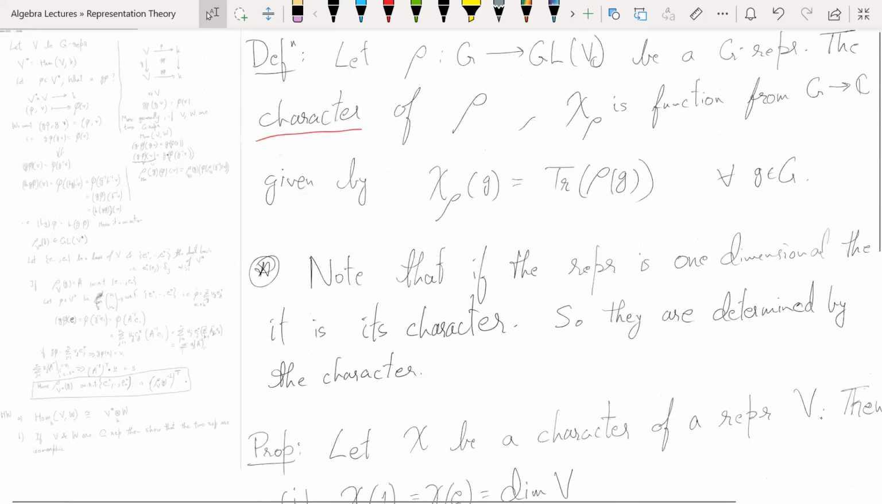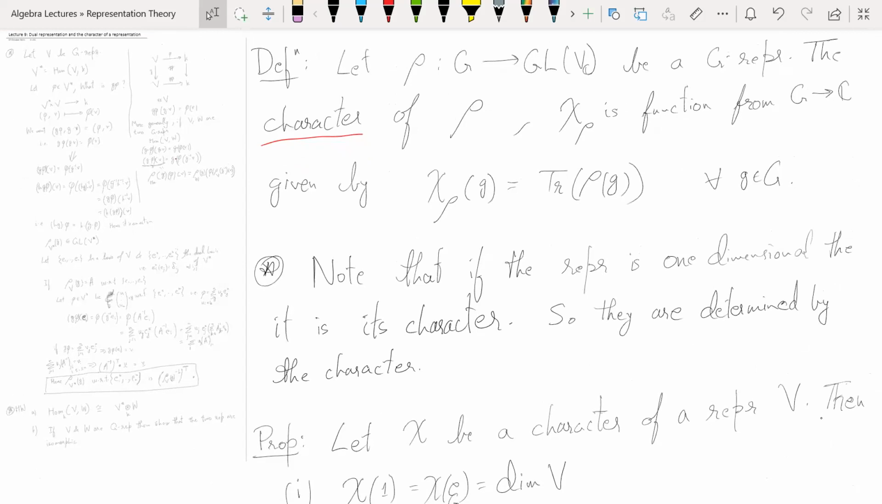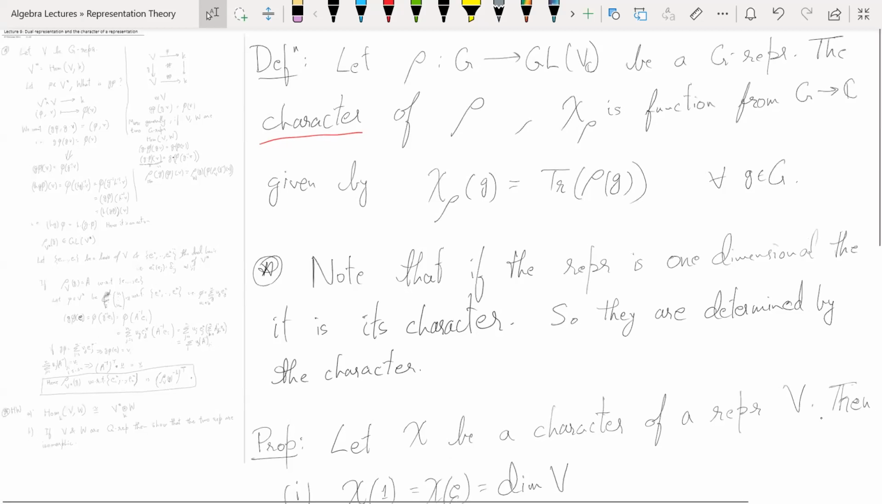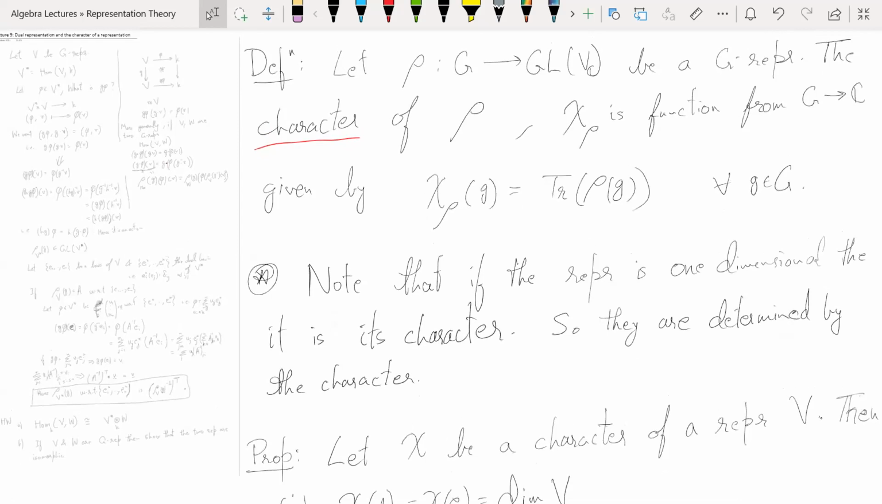Okay. So is this visible? Maybe I can make it slightly bigger. Yeah, this is okay. Otherwise it will go out. Okay.